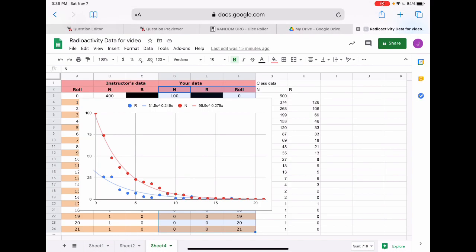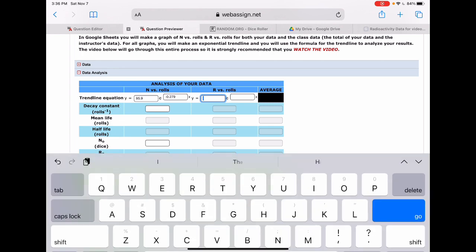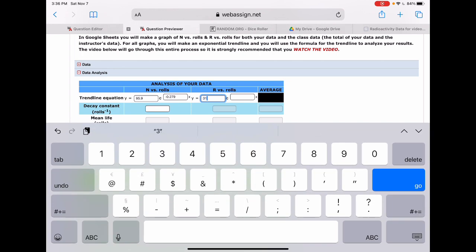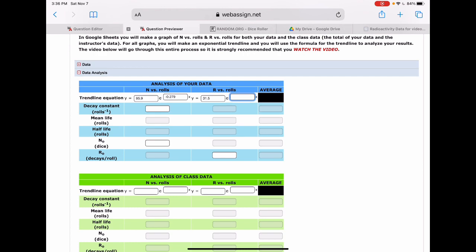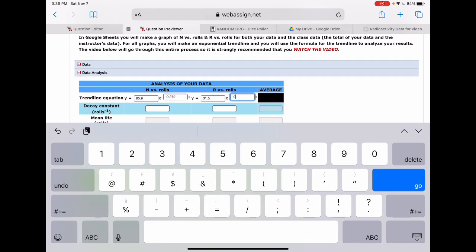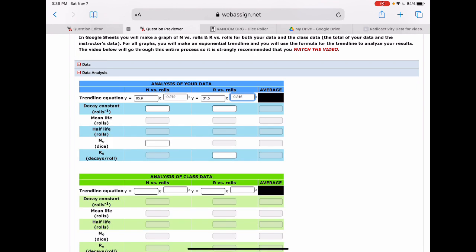Okay, so r, the first number is 31.5. And e is raised to the negative 0.246 times x. So negative 0.246 times x. There we go. So I've got all the data entered for the trendline equation.